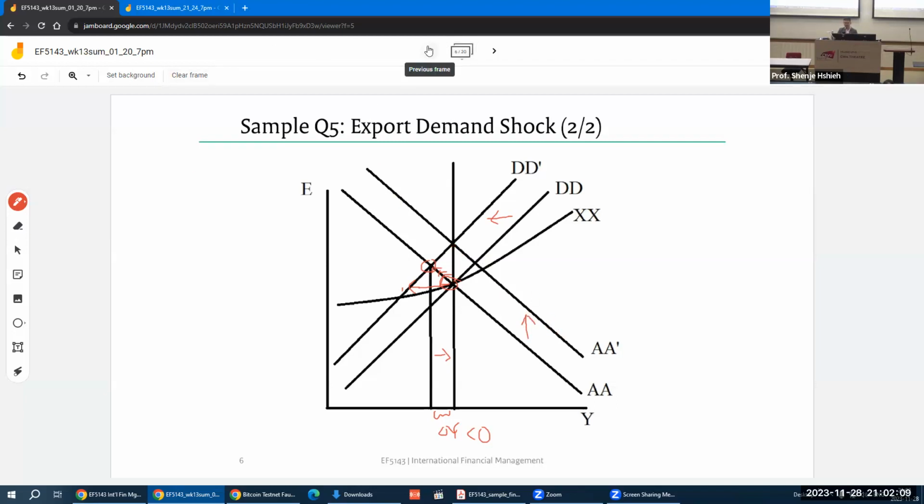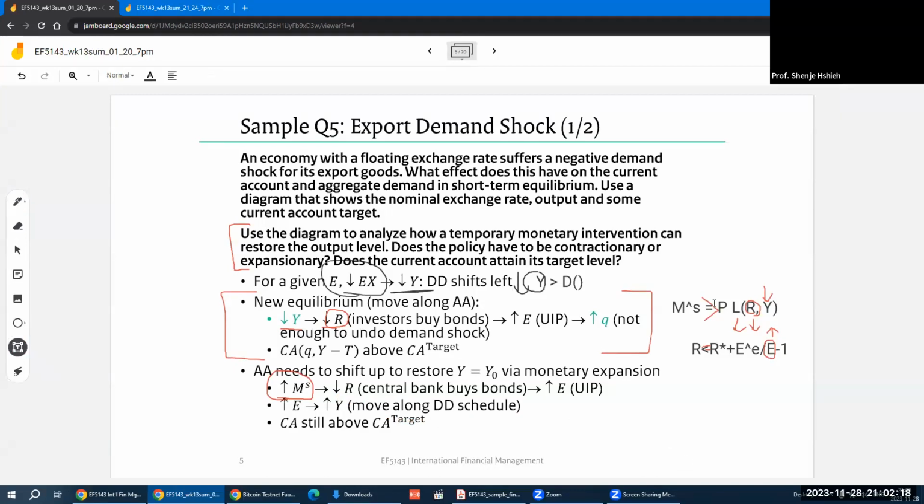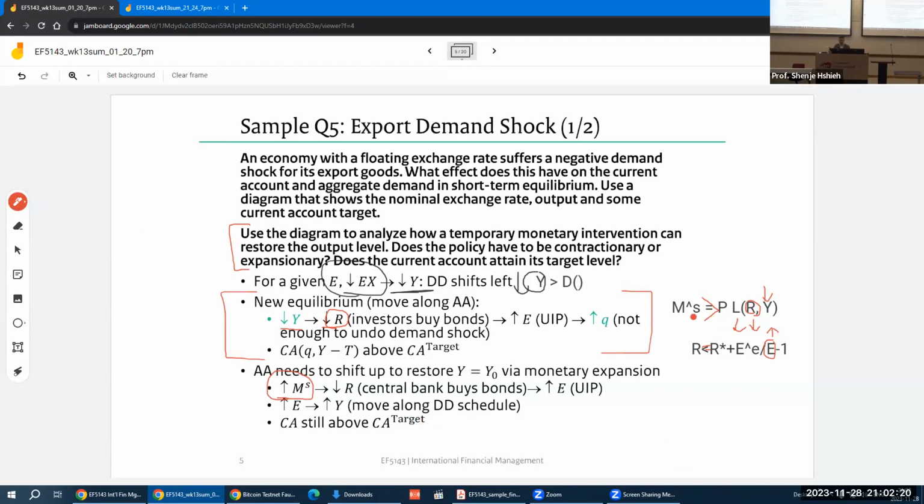So let's go ahead and walk through the logic, right? If we increase money supply, same logic here, right? That's going to skew the inequality this way. That requires interest rates to go down. And UIP tells us that's going to require E to go up. So it's the same logic as above here. And with E increasing, that's going to increase Q, it's going to increase CA.